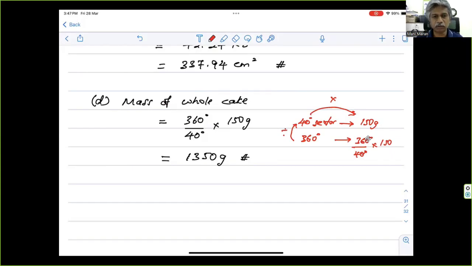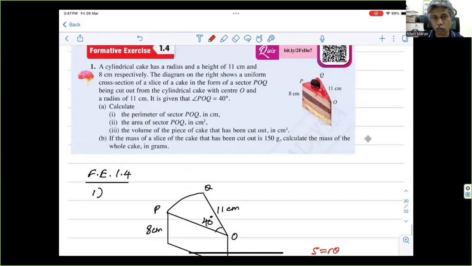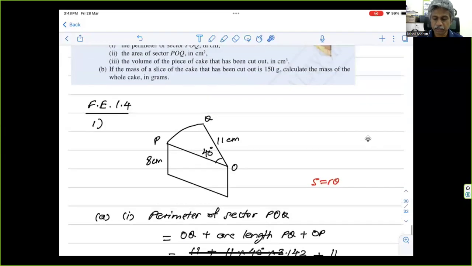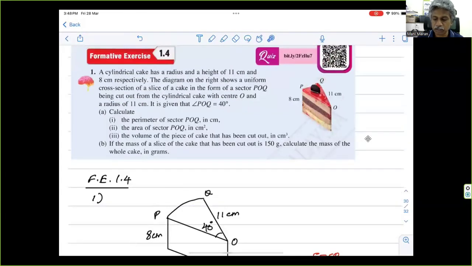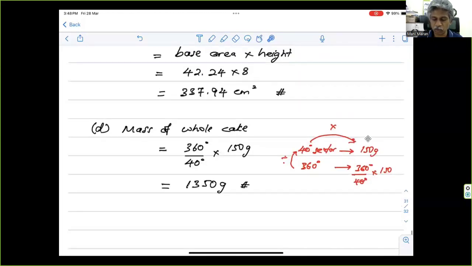It's not that difficult to do, provided you understand the application. This is an application-oriented type of question. They've given you a cake, the radius and the thickness or height of the cake, and the angle as well. You are asked to find the sector area, and from the area and the height, you can find the volume of the cake. Then you are told that if the mass of the piece cut out is 150, what will be the weight of the whole cake? The weight of the whole cake will be 1350.